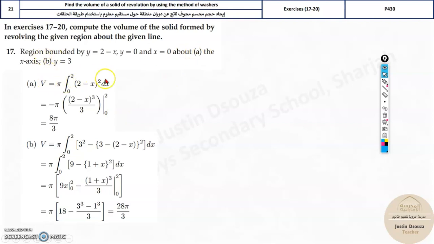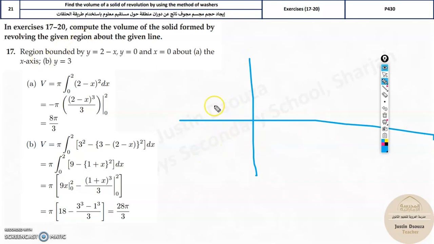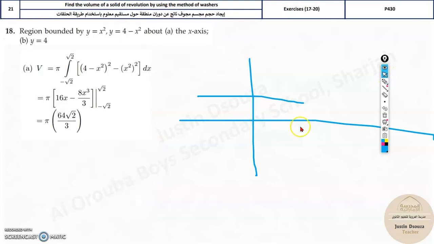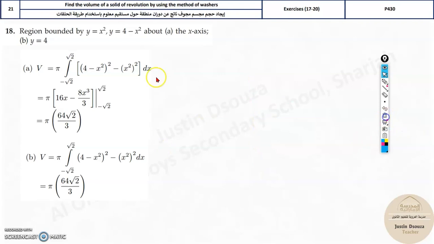A is about the x-axis, whereas B is along the y-axis. Sorry, along the given point. So y equals 3. It'll be x-axis, and y equals 3 would be somewhere over here. So it's the same thing. A washer is formed, just that the equations vary. So you can pause and check it out over here. Please make sure you go through all this.